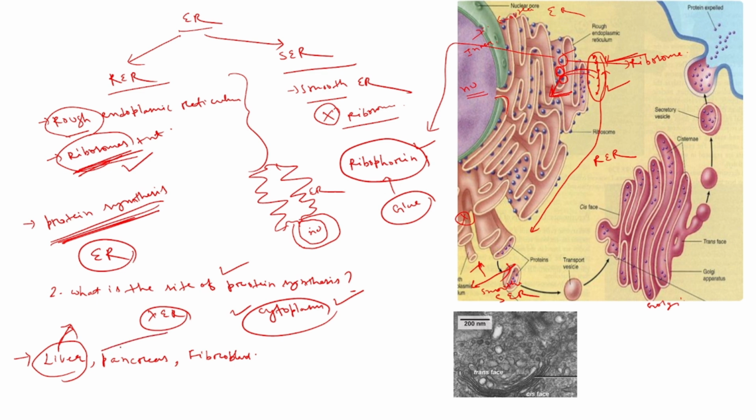Along with that, the pancreas is also a site of production of many proteins and lipids. And the fibroblast is simply a connective tissue cell. It synthesizes collagen. The collagen is synthesized by the fibroblast. So the fibroblast also contains the endoplasmic reticulum.